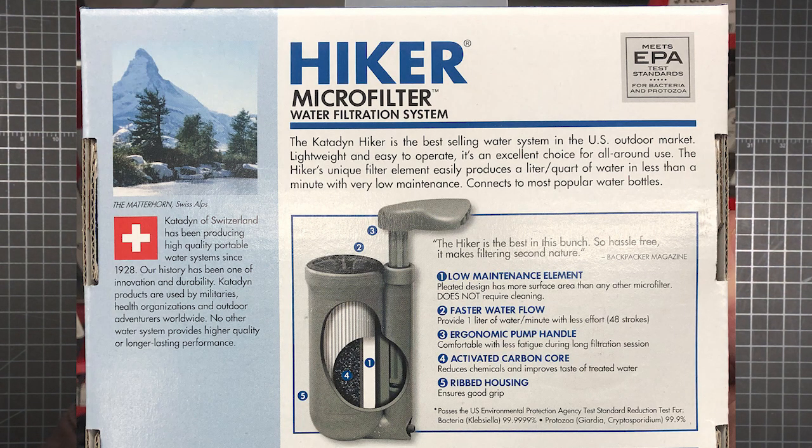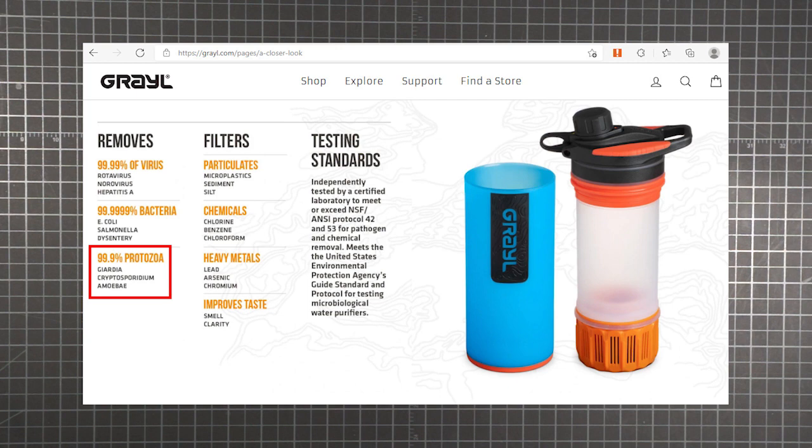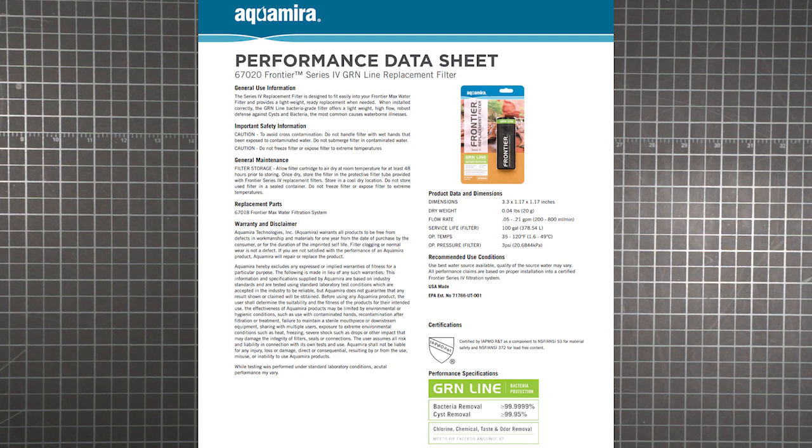As mentioned, the Katadyn Hiker only claims to offer the basic 3 log removal. The same is true for the MSR AutoFlow and the Grayl GeoPress. All of these advertise only the EPA minimum. The performance data sheet for the Aquamira Greenline filter shows 99.95%, and that's 3.5 logs.